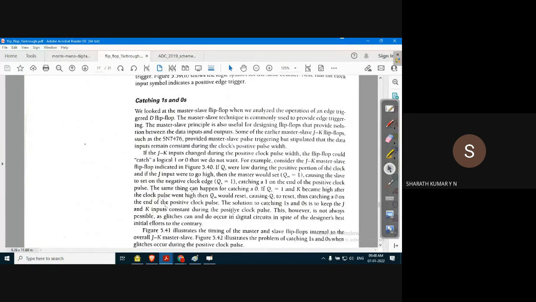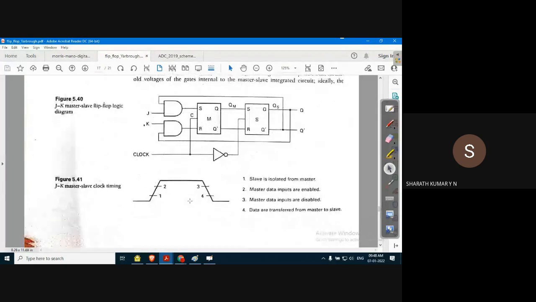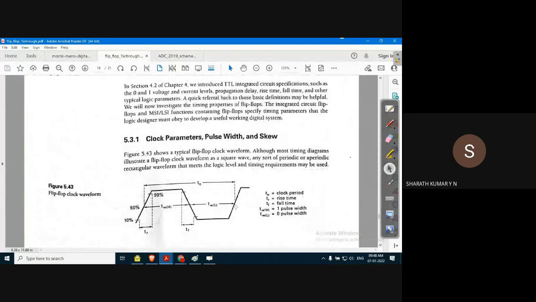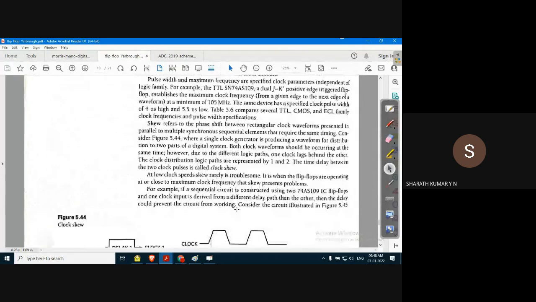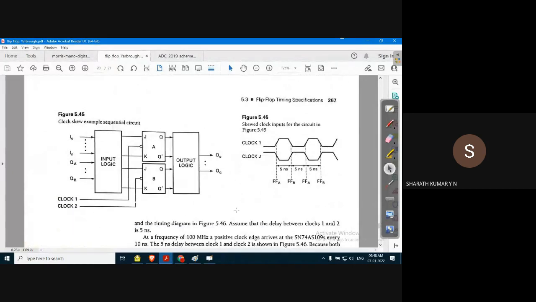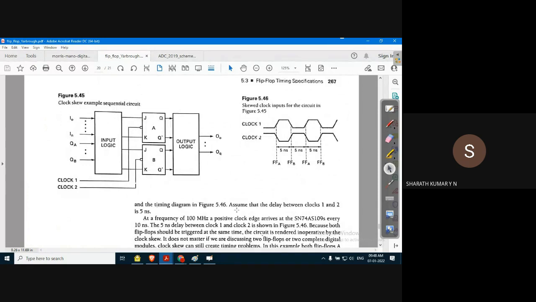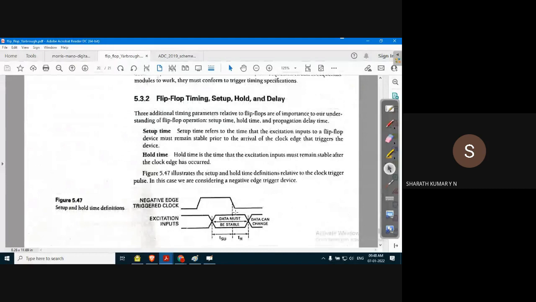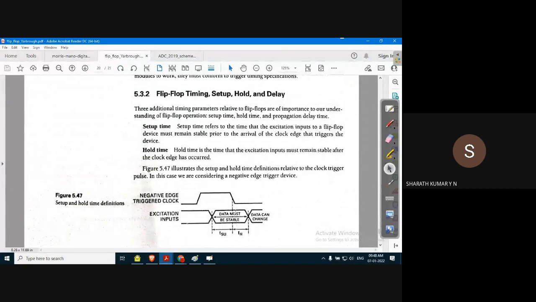Okay, catching ones and zeros. Master slave JK flip flop. Timing specification, this we discussed. Rise time and fall time, hold time. Delay, this is what I was talking about, delay of the gates. Where is the preset and clear? Okay, see, flip flop setup and hold time, setup time, hold time, and the delay time.